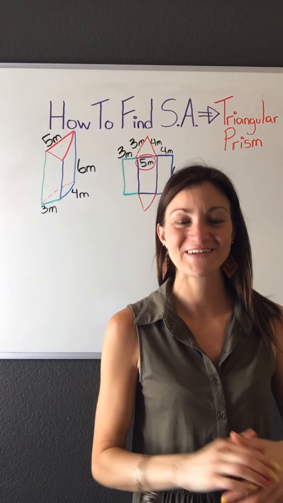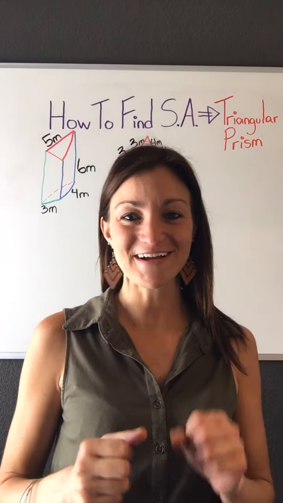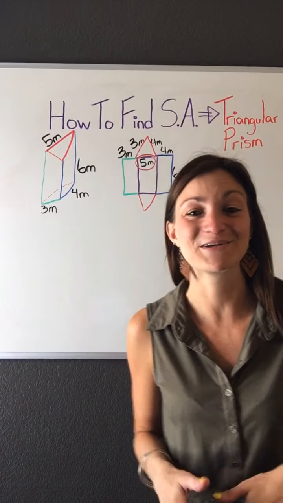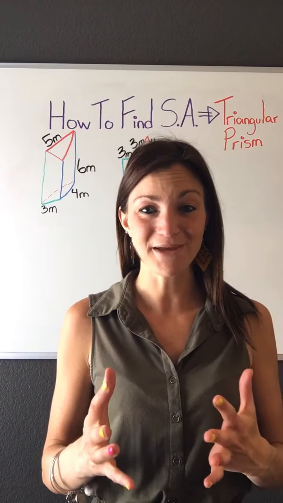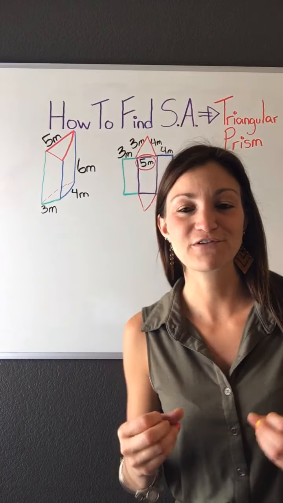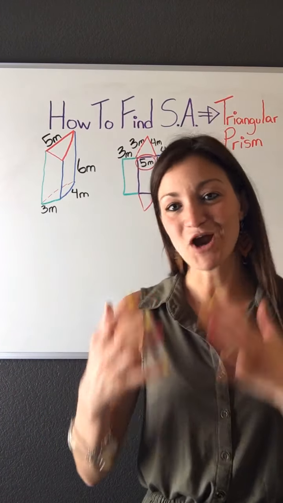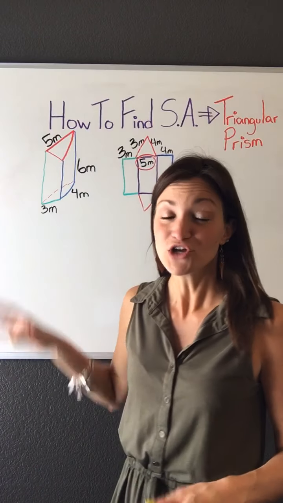Welcome back to a very exciting lesson on how to find surface area of a triangular prism. So today we're working with a three-dimensional shape, which is very difficult for visual learners because I'm trying to teach you about a three-dimensional shape on a flat whiteboard. So I'm going to do my very best as usual, and any feedback is more than welcome.